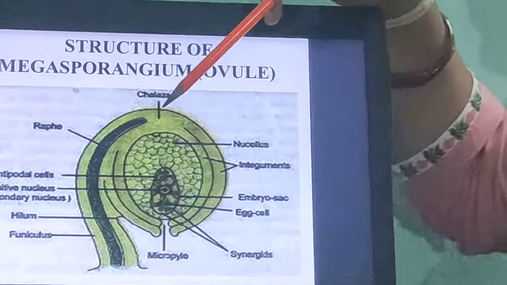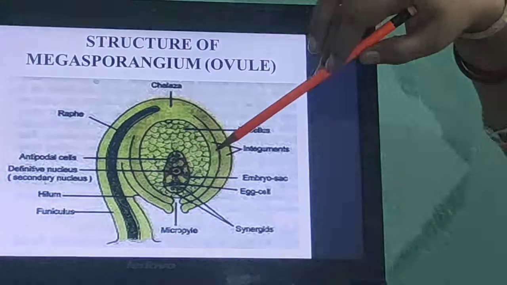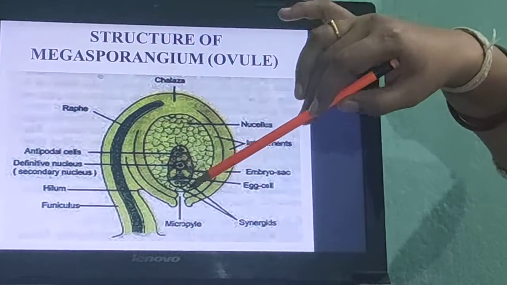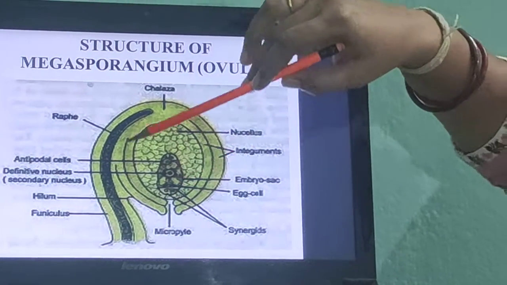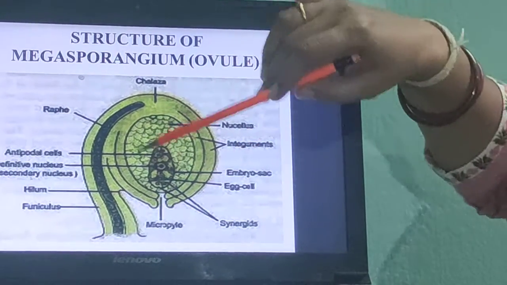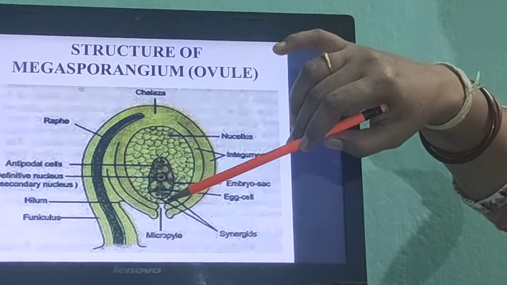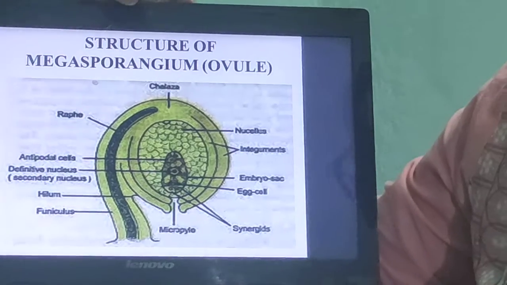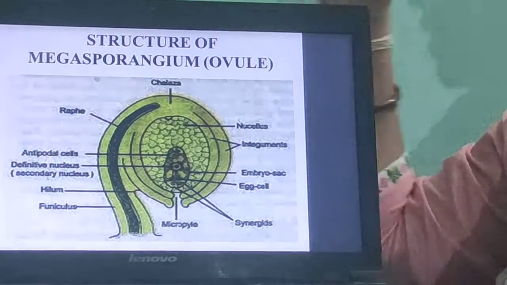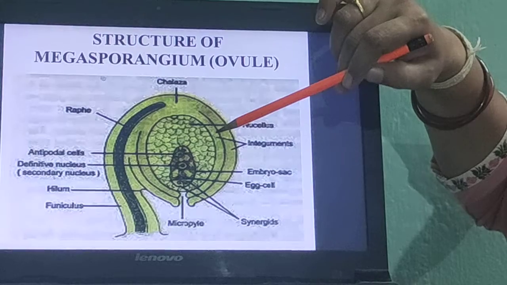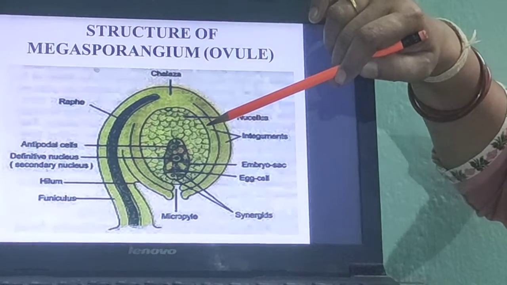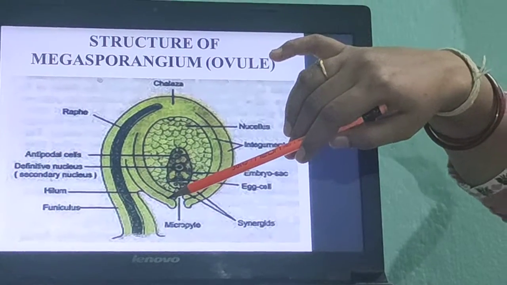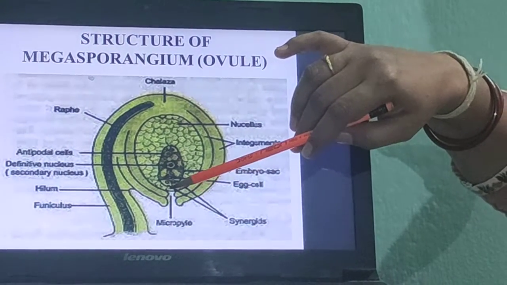Clear? The ovule is surrounded by two protective layers. Here you see, this is the outer protective layer and this is the inner protective layer which covers the ovule except at a point. Right? These two protective layers are known as integuments. The outer one is known as the outer integument, the inner one is known as the inner integument. And the point where the protective layer is not present is known as the micropyle.